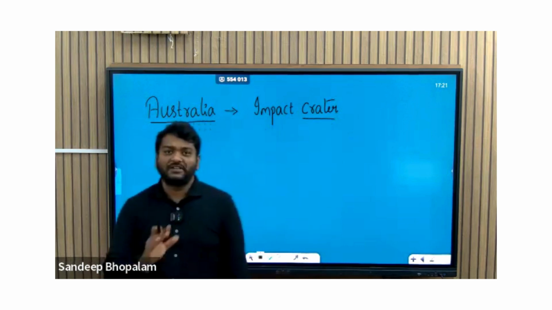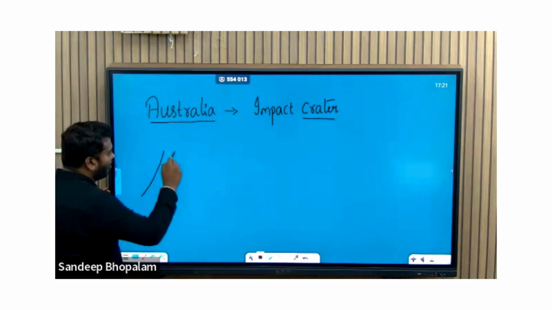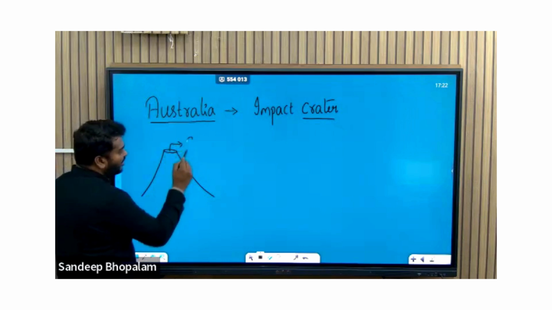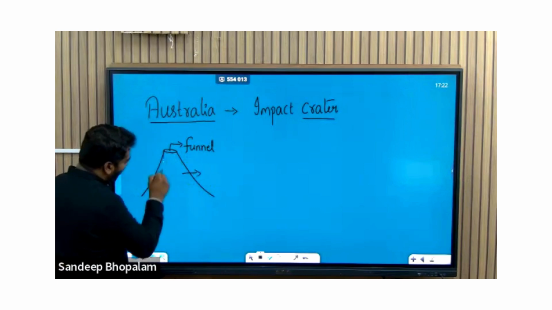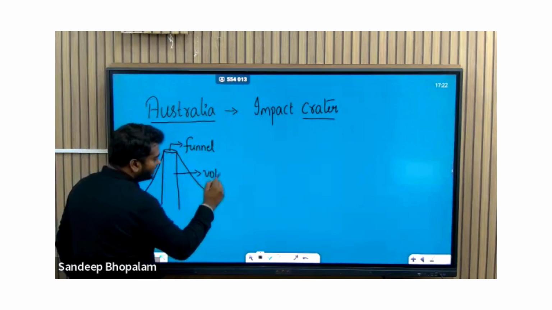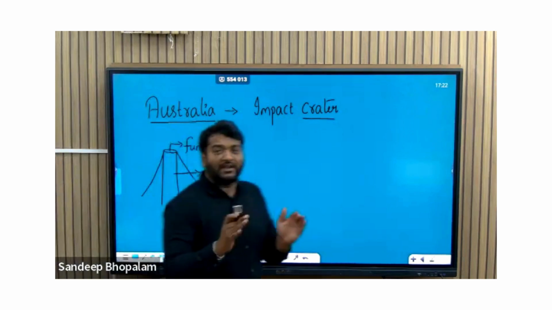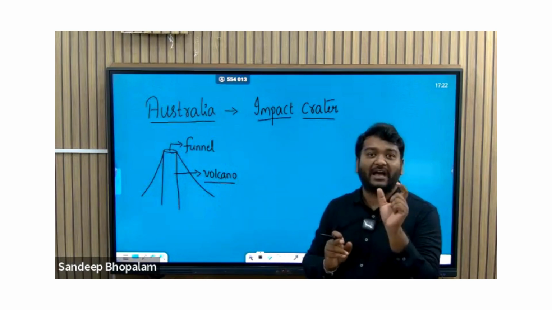Okay. So guys, please understand. We normally say, whenever there is a volcanic eruption, the opening of the volcano, which will be in funnel shape. The funnel shaped opening of a volcano is also considered a crater. But in Australia, they found an impact crater. This word can be asked in the exam.